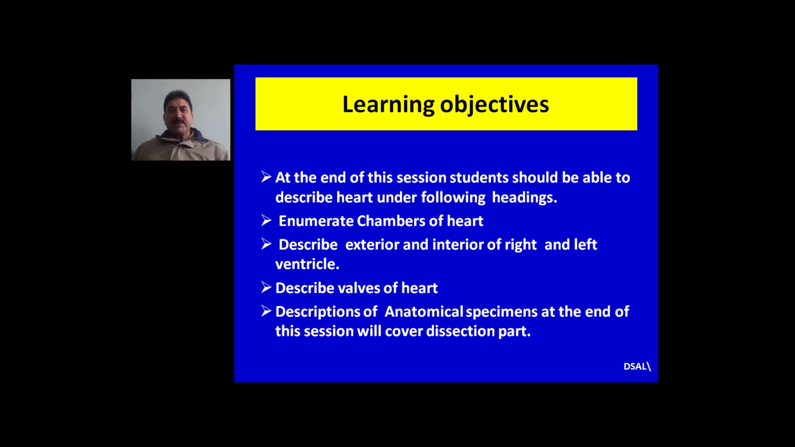Learning objectives for today's class: at the end of this session, students should be able to describe the heart under the following headings. They should be able to enumerate the chambers of the heart. They should be able to describe the exterior and interior of the right and left ventricle. They should also be able to describe the valves of the heart. Descriptions of anatomical specimens at the end of this session will cover the dissection part of this session.